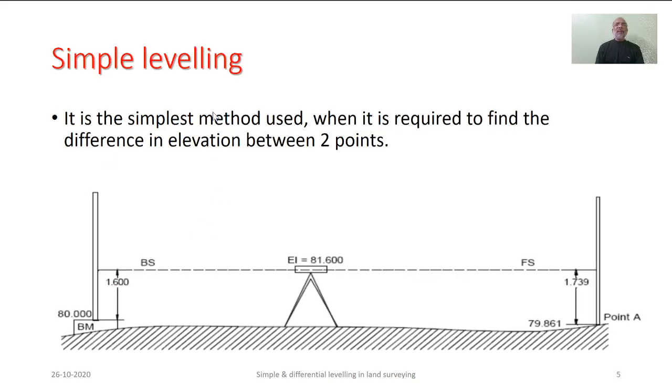Simple leveling, as the name suggests, is the simplest process in leveling. Here, the equipment is placed in between the two given stations, and we take the readings with respect to the various staff positions. We wish to determine the reduced level of, say, point A and some benchmark, the way it is presented here. So in simple leveling, we just deal with two stations.